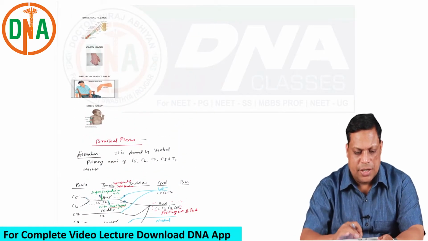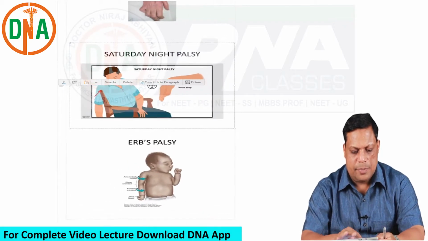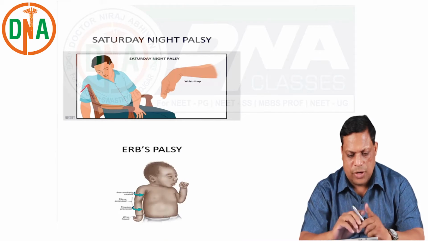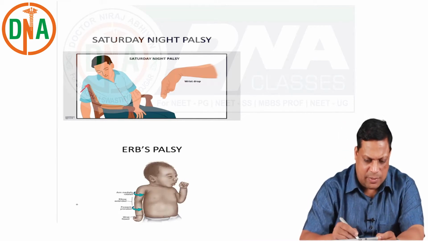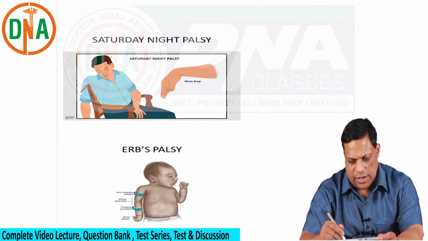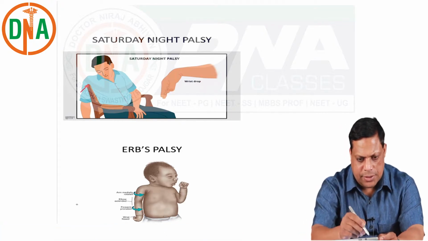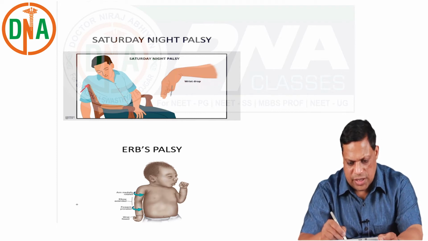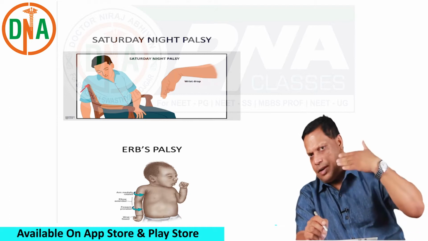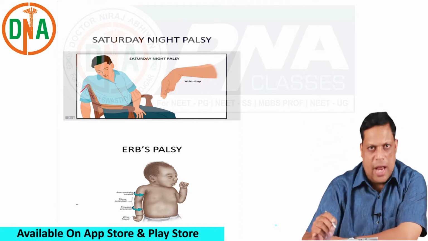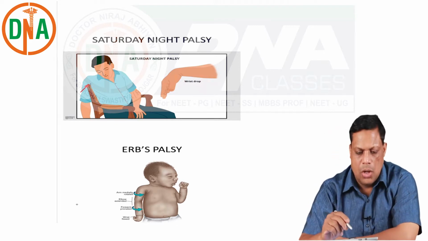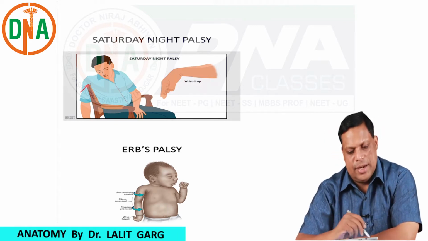See this picture, this is the Saturday night palsy. An overdrunk guy resting on the chair and arm hanging at the edge. So there is pressure in the axilla. The deformity is the wrist drop, finger drop, thumb drop, and this is due to pressure in the axilla. And what is the crutch paralysis? The patient is walking with the help of crutches. So again, pressure and injury in the axilla. That is the crutch paralysis.